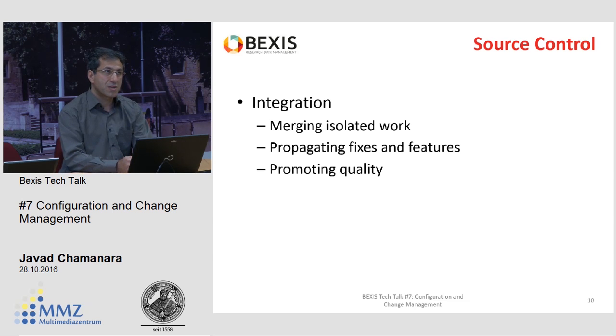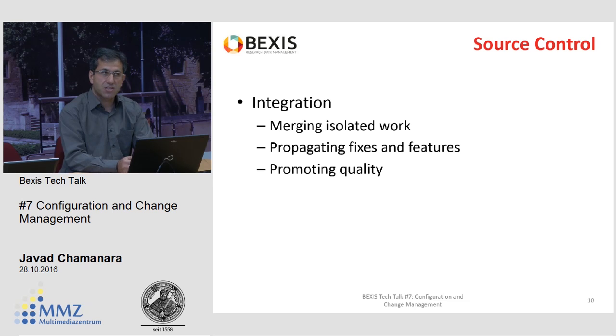In some cases, we use the integration to propagate fixes. For example, if there was a bug in version 1, there is a high chance that it is also in version 2. So if we are going to fix it in version 1, that fix should be propagated to version 2 also. In this case, we use some sort of integration mechanism to propagate that fix or that feature or whatever from one version to any other upper version.